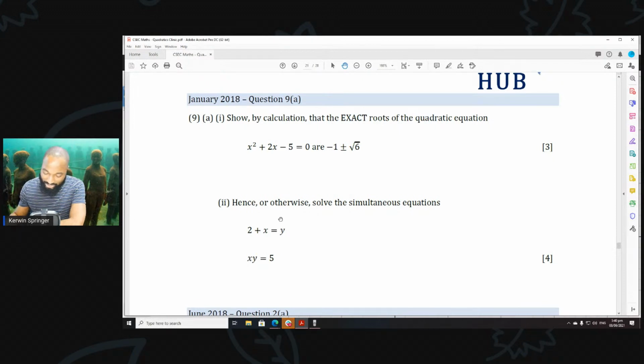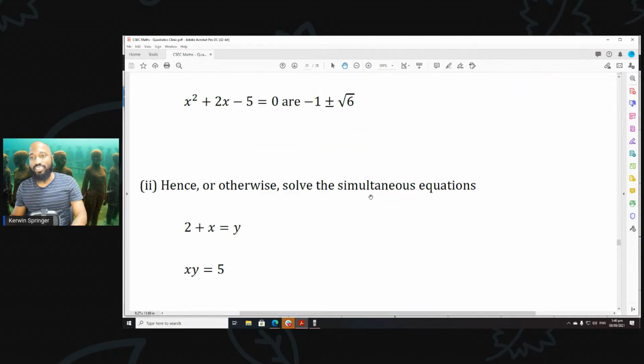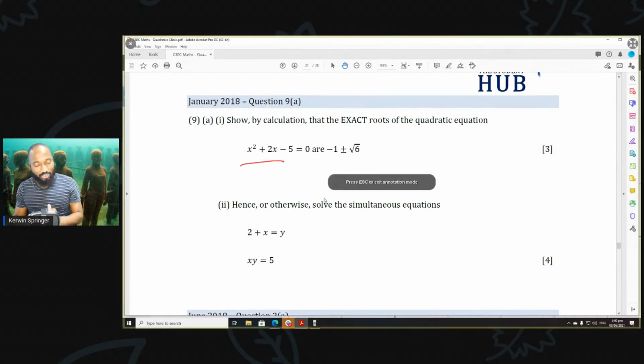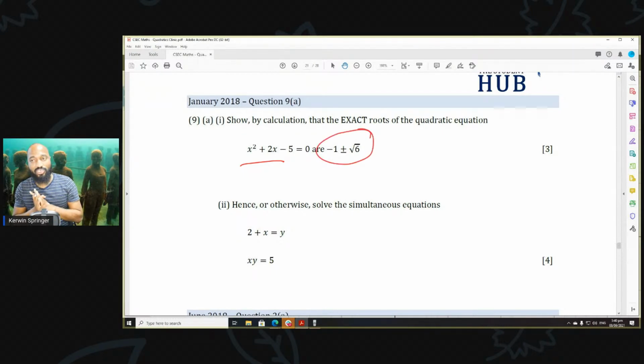Show by calculation the exact roots of the quadratic equation. So this is a situation where I would advise using the quadratic formula, because it's literally written in quadratic equation form. So it's a situation where we would want to use the quadratic formula.